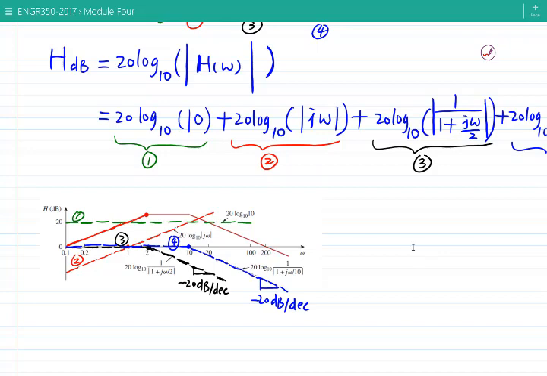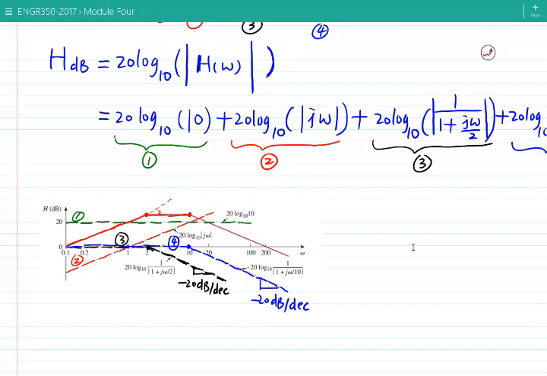When omega is larger than 2, factor number 3's dB value won't be 0, and it is decreasing. So we have to bend the original curve by 20 dB per decade so that we can take into account the Bode plot of factor number 3. In other words, factor number 2 and factor number 3, the slopes cancel, so we have a 0 dB slope. It's a straight line.